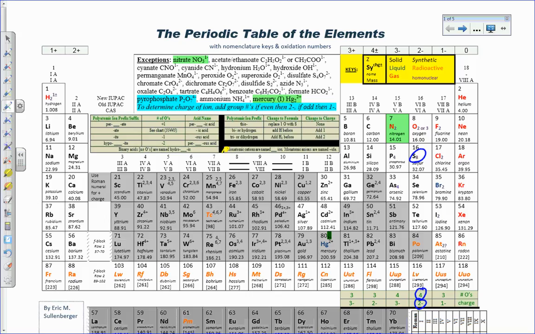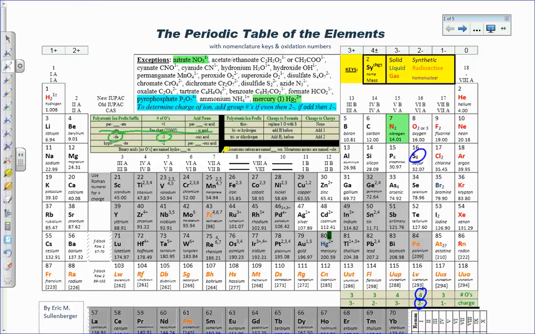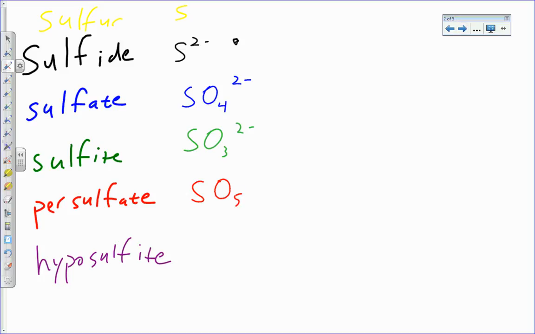Sulfite, on the other hand, if you come here to this chart, it tells you that -ates use the chart numbers, and -ites you subtract 1 oxygen. So sulfite becomes SO, 4 minus 1 becomes 3, and the charge stays the same, 2-. Persulfate is going to be SO, and we add 1 oxygen to the -ate. So 4 plus 1 is 5, and the charge stays the same. Persulfate is SO5, 2- charge.